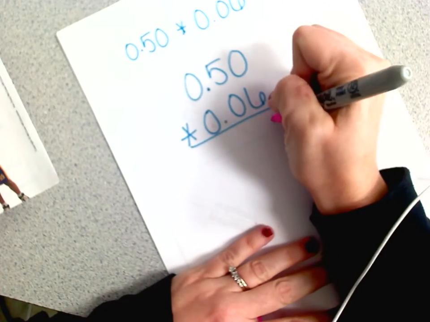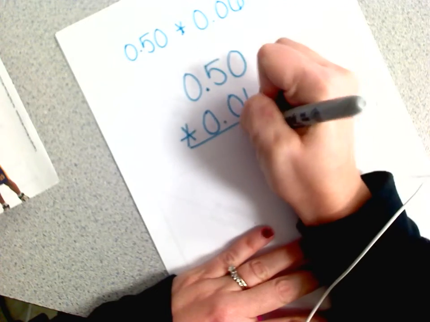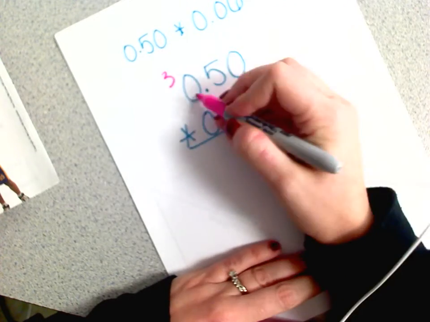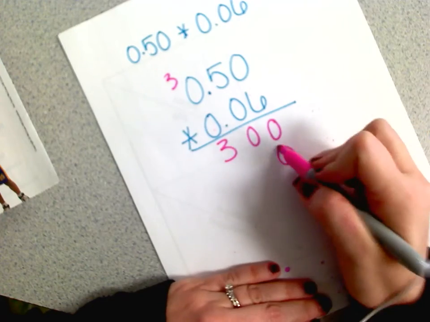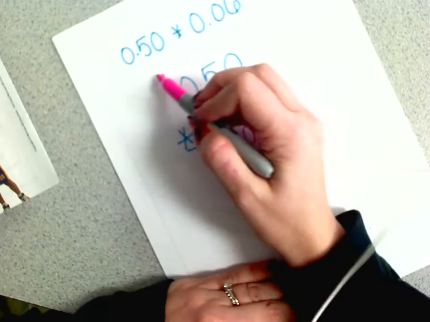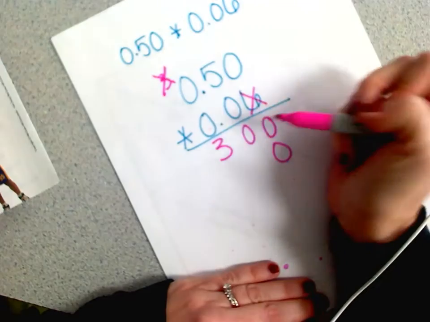0 times 6 is 0. 5 times 6 is 30. Put the 0 down, carry the 3. 0 times 6 is 0 plus 3 is 3. Placeholder. Now we're done with the 6. Let's multiply everybody by the 0.